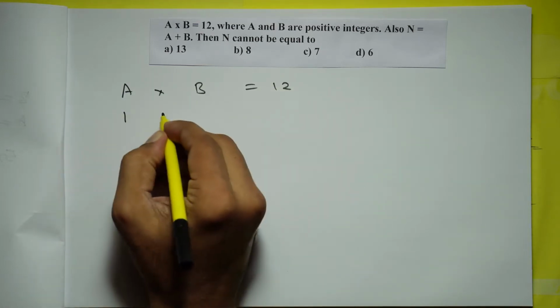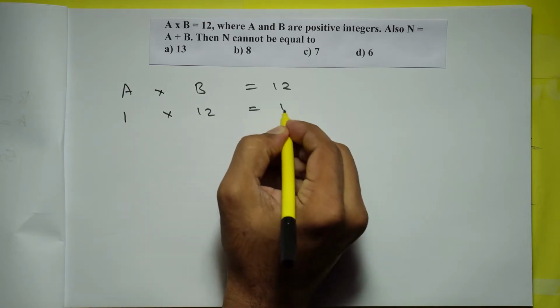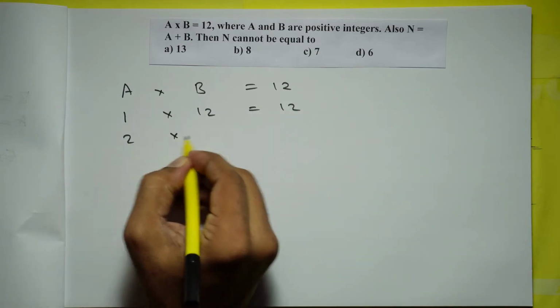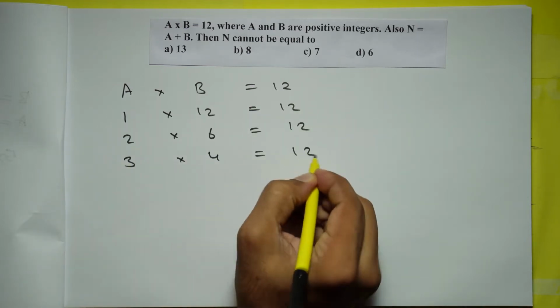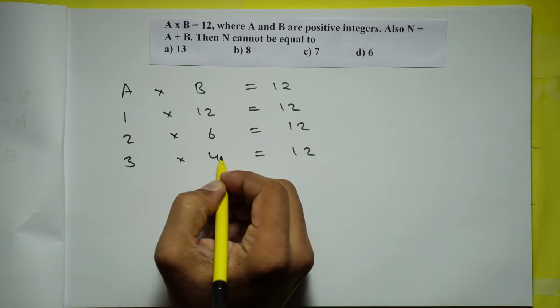So 1 into 12 is equal to 12. Then it can be 2 into 6 is equal to 12. 3 into 4 is equal to 12. So these are the possible values of A and B.